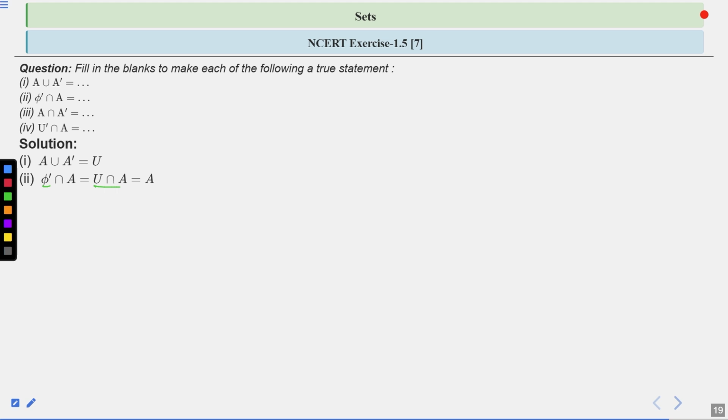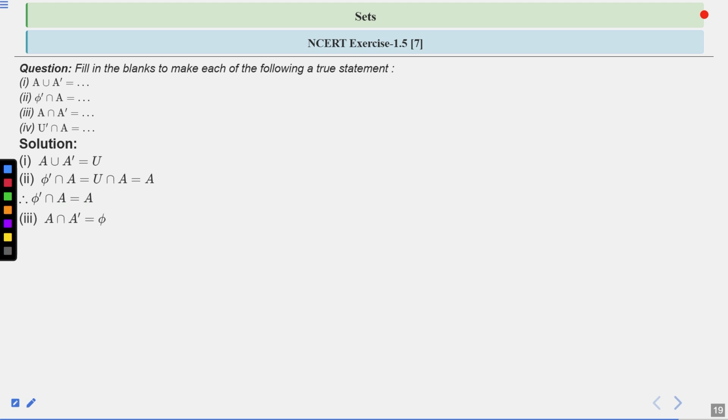And you know, when you have a subset of another set, in this case U, then the intersection will be your subset. U intersection A is simply A. Therefore, phi complement intersection A is simply A. Okay?